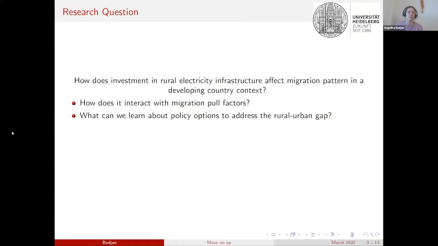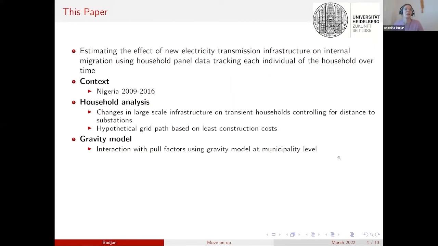Migration pattern in a developing country context. And so what I'm doing in this paper is that I'm estimating the effect of new electricity transmission infrastructure on internal migration using a household panel that tracks each individual of the household over time. The context is Nigeria from 2009 to 2016.